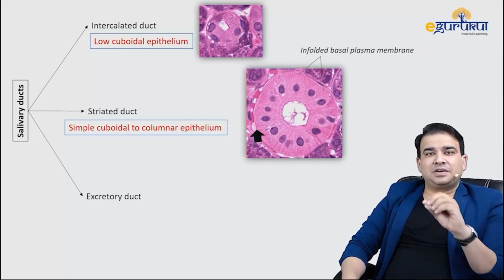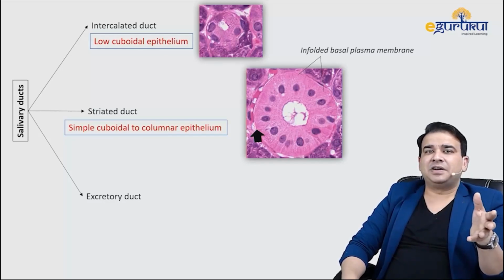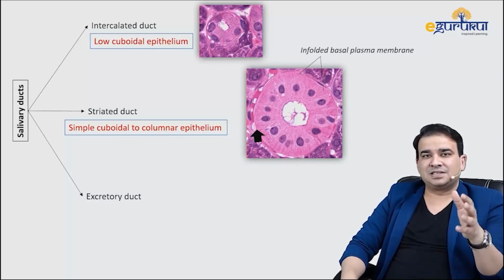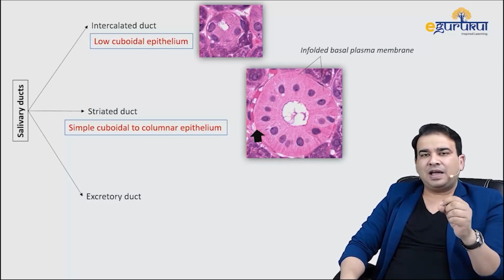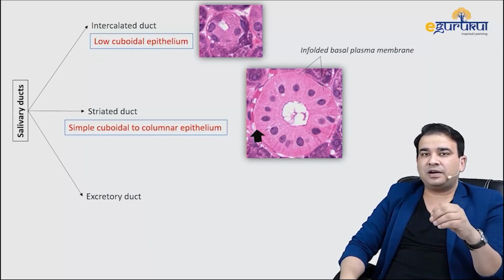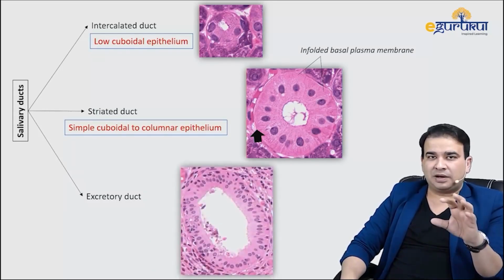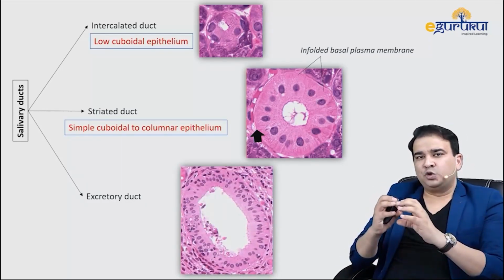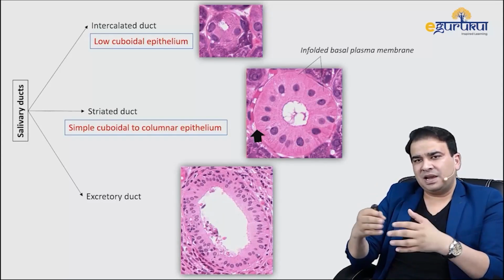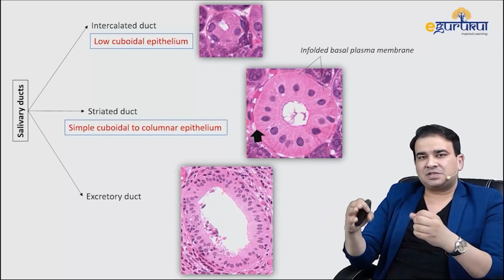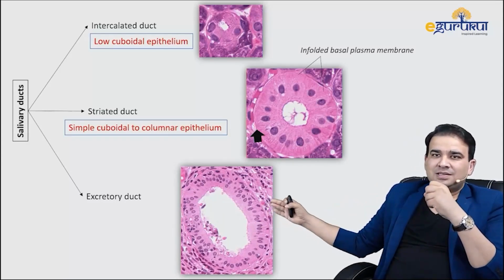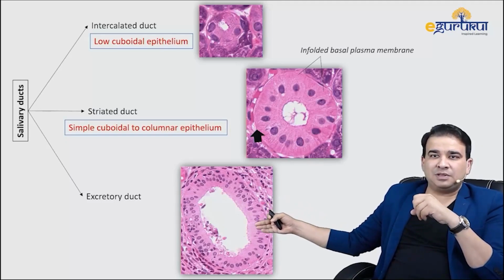And then comes the excretory duct. The large excretory duct, like the parotid duct or Stenson's duct or Wharton's duct. In that we have a stratified epithelium, that is stratified cuboidal or stratified columnar. The smaller ducts usually have stratified cuboidal epithelium. The larger excretory ducts will have a stratified columnar. In this case, it is a stratified columnar epithelium.